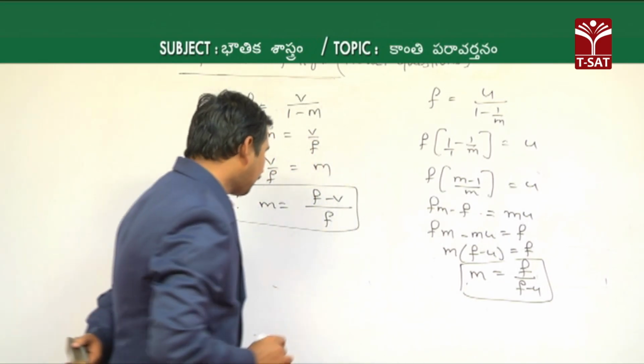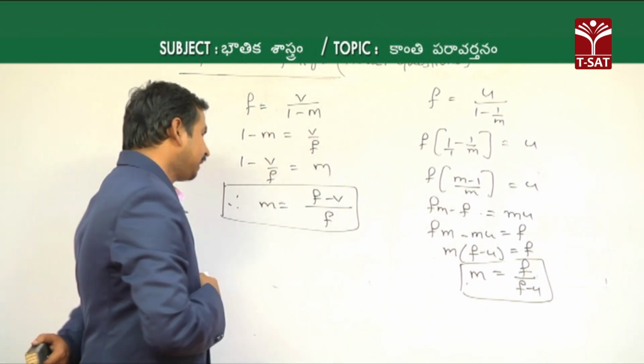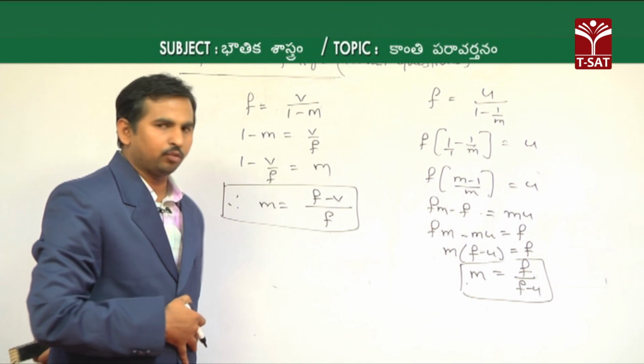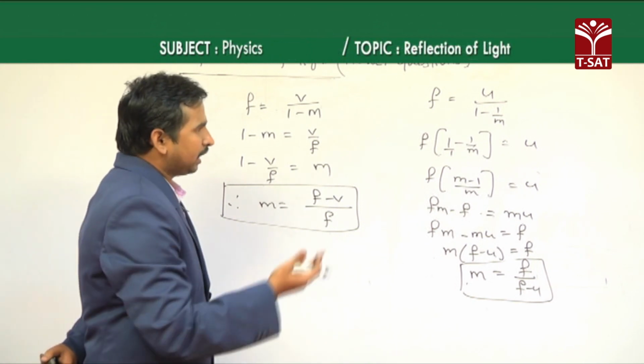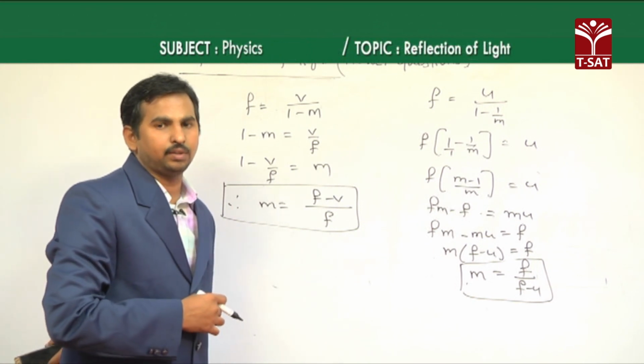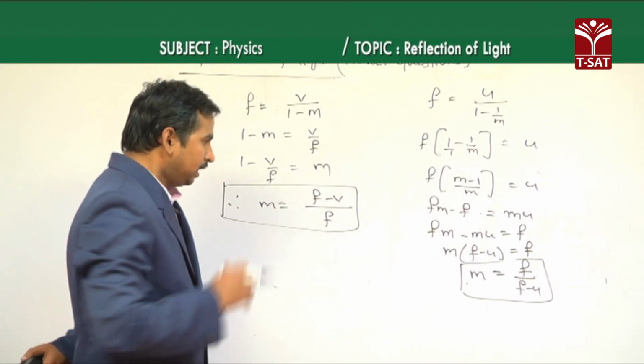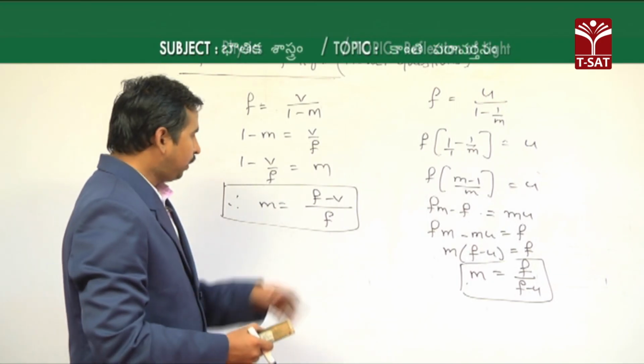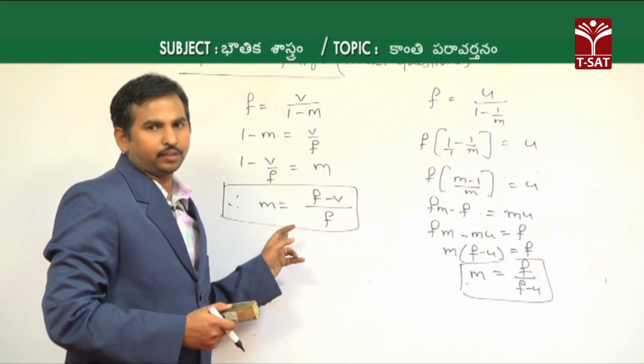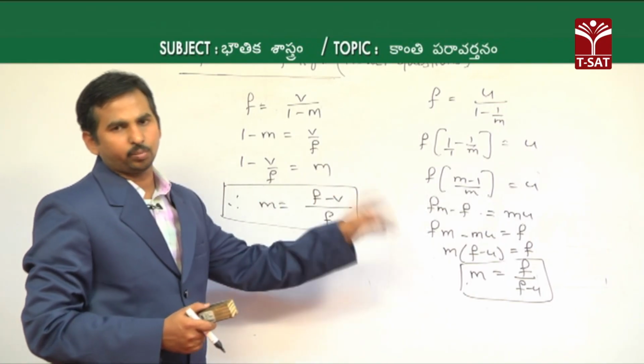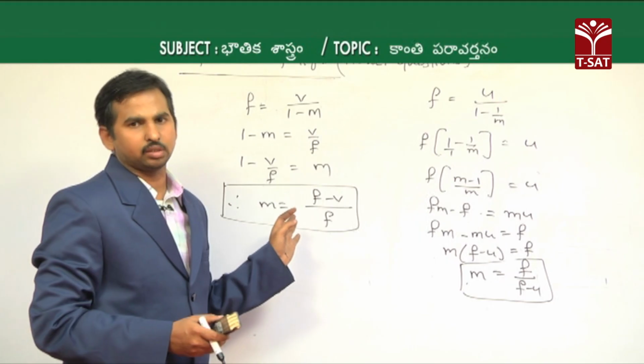So, we can have the magnification formula by using f minus v by f, or f by f minus u, or m is equal to, as we already know, minus v by u. Okay. So, depending on the given problem, we can adjust our magnification formula, depending on the plus 1 or the minus 1 also we can take.